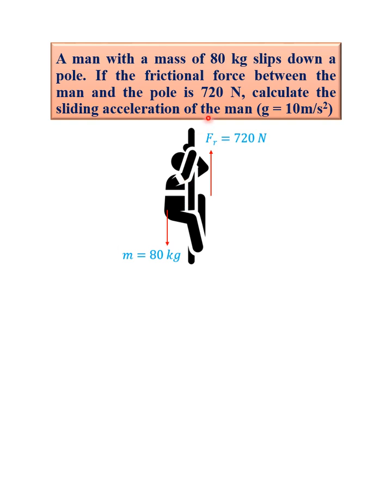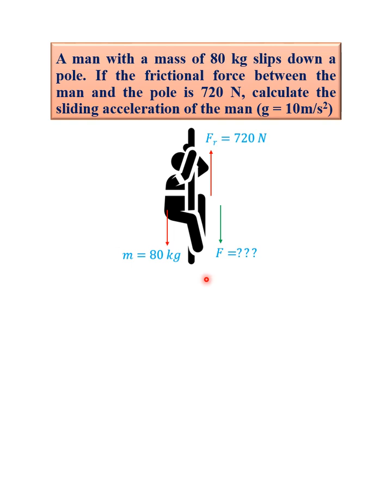But the question suggests that the man is sliding down, which means there is a difference between the weight of the man and the frictional force. That force pulling the man down, we don't know its value. So let's call the force F. We don't know it, and it is the force that is actually pulling the man down.